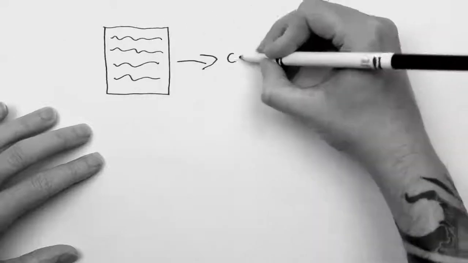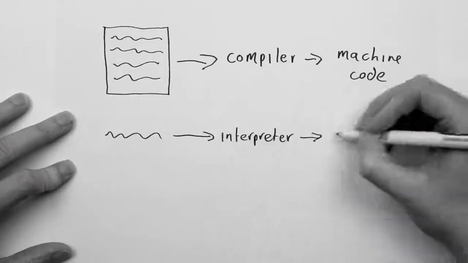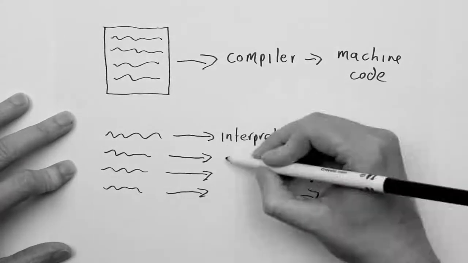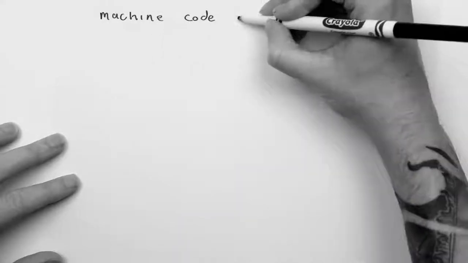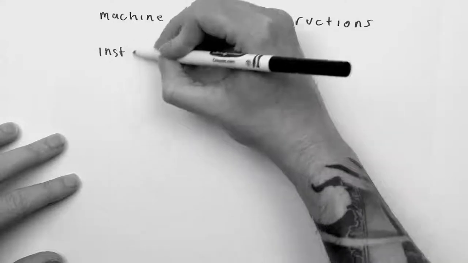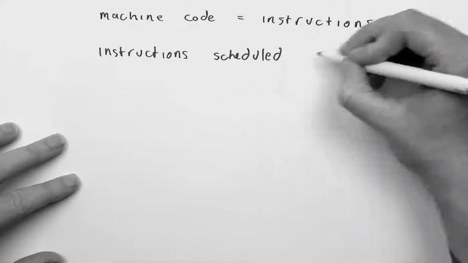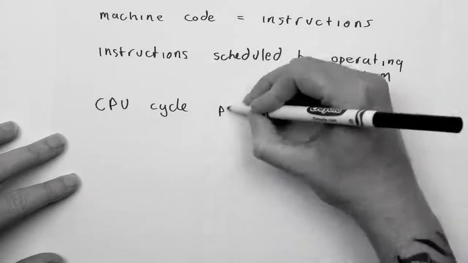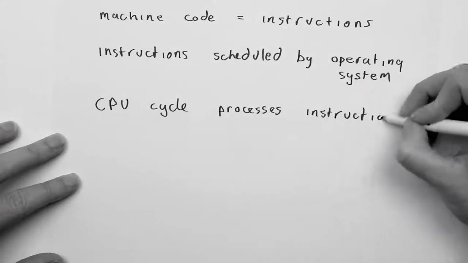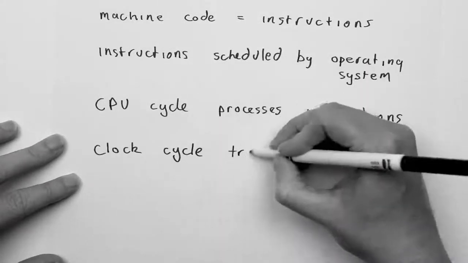In this episode, we covered what source code is, and how that source code is translated by a compiler or an interpreter to machine code. Machine code is a series of instructions scheduled by your operating system and fetched by the CPU during a CPU cycle. The CPU cycle fetches, decodes, and processes instructions, placing the result of the instruction back into memory.